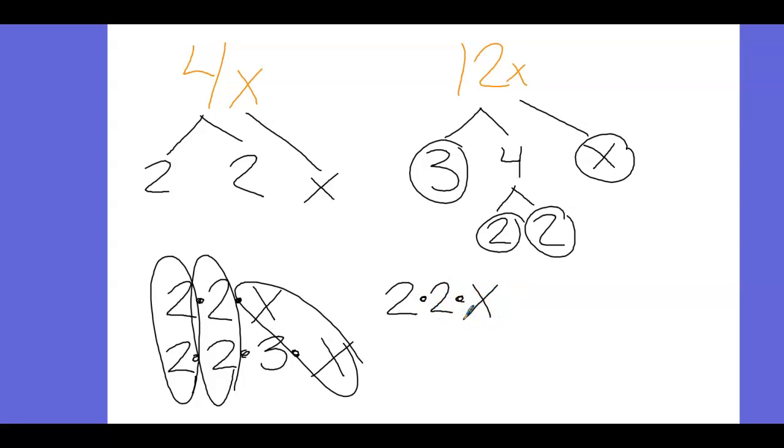So my greatest common factors are 2 times 2 times x. Can I simplify that more? Yeah, I can do 2 times 2. What is that? 4. And then I also have x, so my greatest common factor is 4x. Questions on that? No.